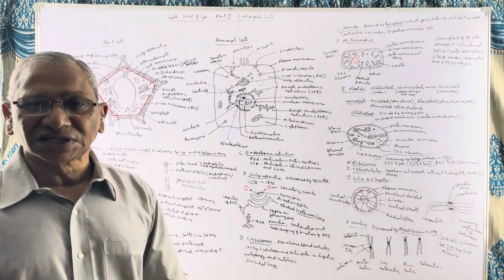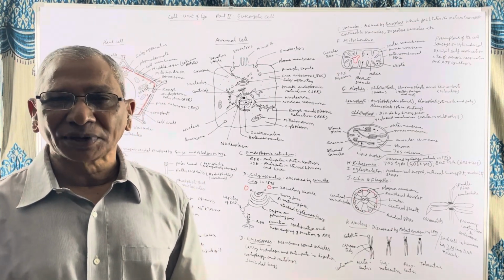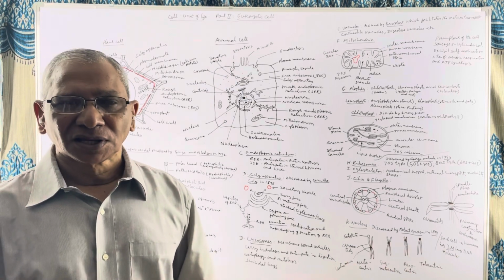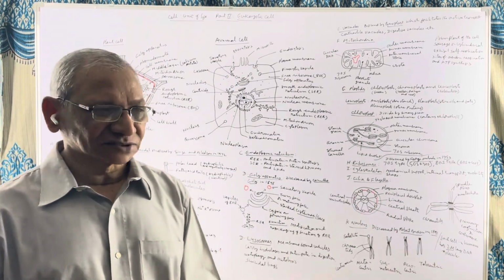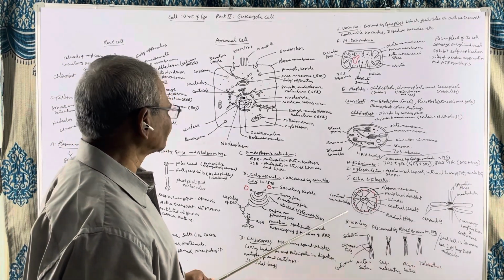The flagella and cilia help in locomotion or movement, and in the lower animals they also help in movement from place to place. Then, nucleus. This is the nucleus.